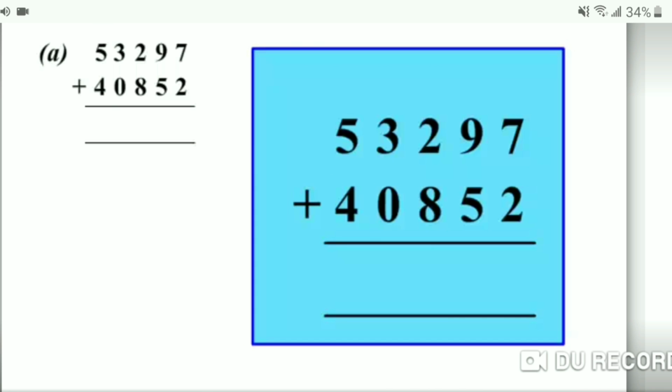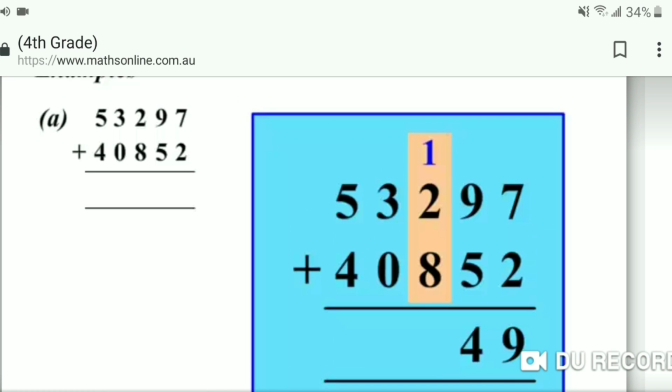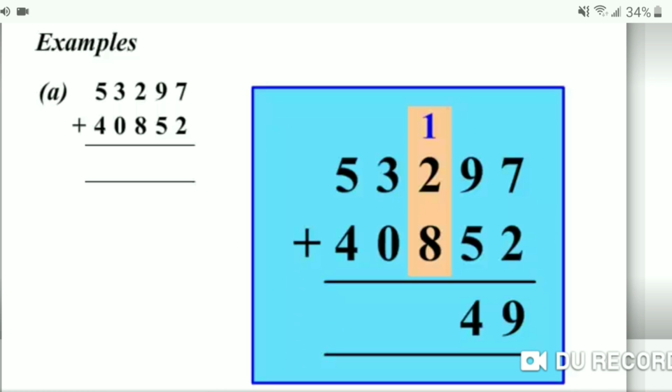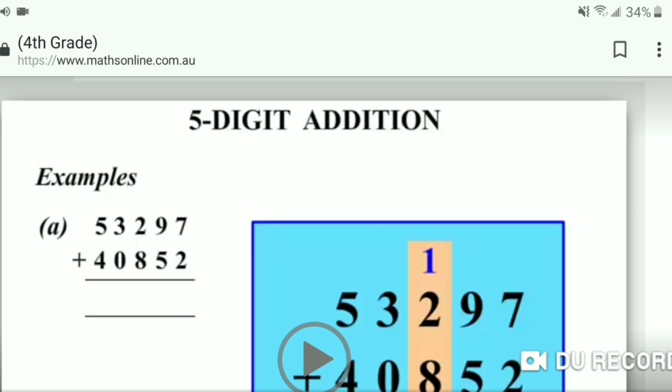So we start from the far right. 7 plus 2 is 9. 9 plus 5, well, that's 14. So we write the 4 down and carry the 1. 1 plus 2 is 3. Plus 8 is 11, okay, 11. So we need to... An idea of what the videos will look like.